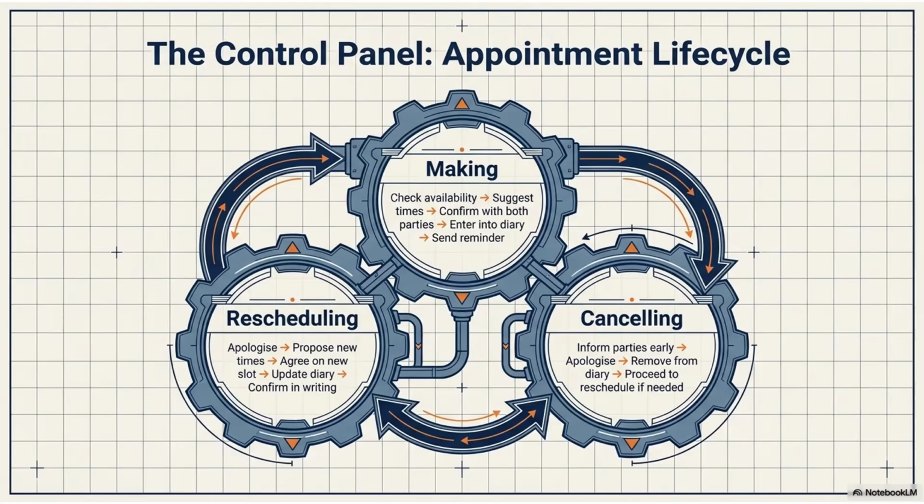Same thing with rescheduling, right? So when making the appointment, you'll have to call, and you'll check availability between the person you're going to make the appointment with as well as the manager, whoever you're making the appointment for. You suggest different times. You confirm with both parties and then you take a record of it.